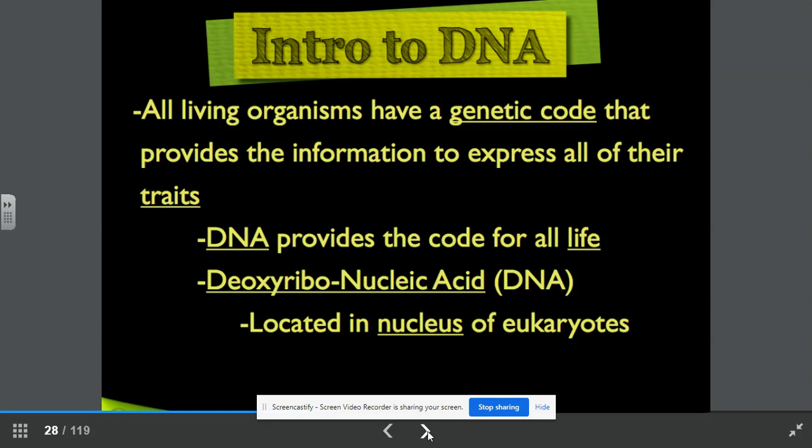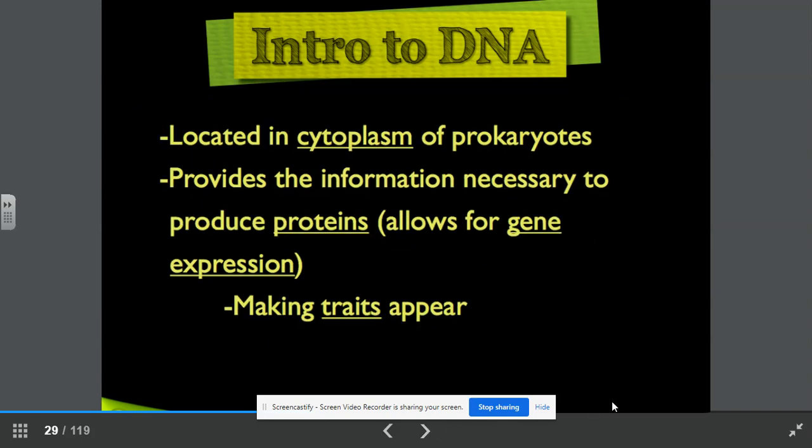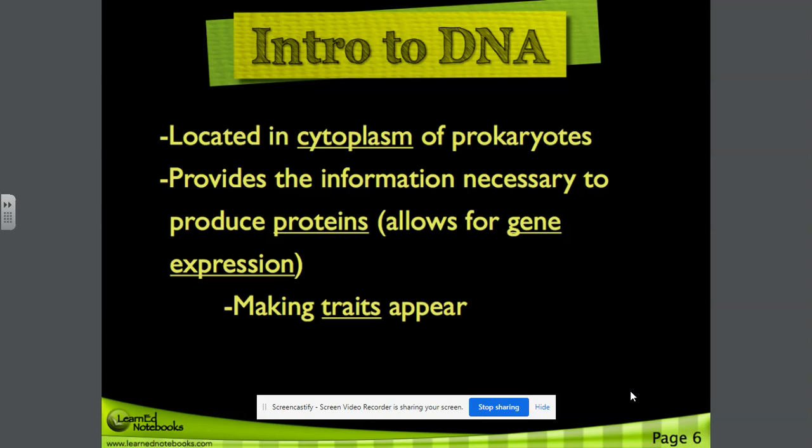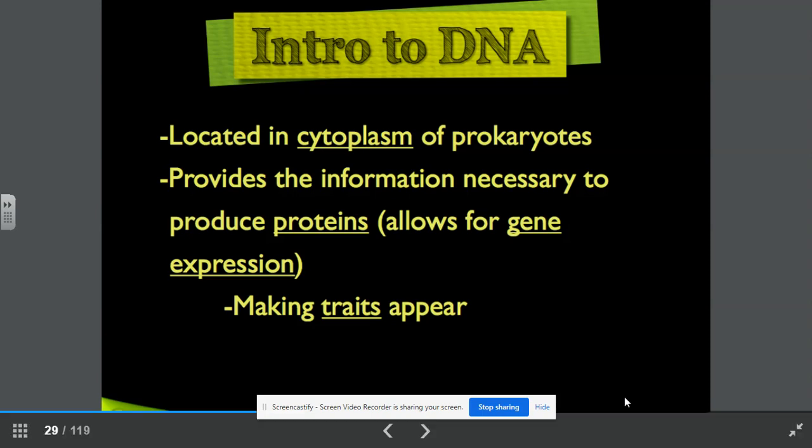It is located in the nucleus of eukaryotes. Remember, eukaryotes do have a nucleus. That was an easy way that we remembered eukaryotes versus prokaryotes in our last unit. Pro rhymes with no. Prokaryotes do not have a nucleus. Eukaryotes do. Think of you and do. It is located in the cytoplasm of prokaryotes. It provides the information necessary to produce proteins, which allow for gene expression. This makes traits appear in offspring.